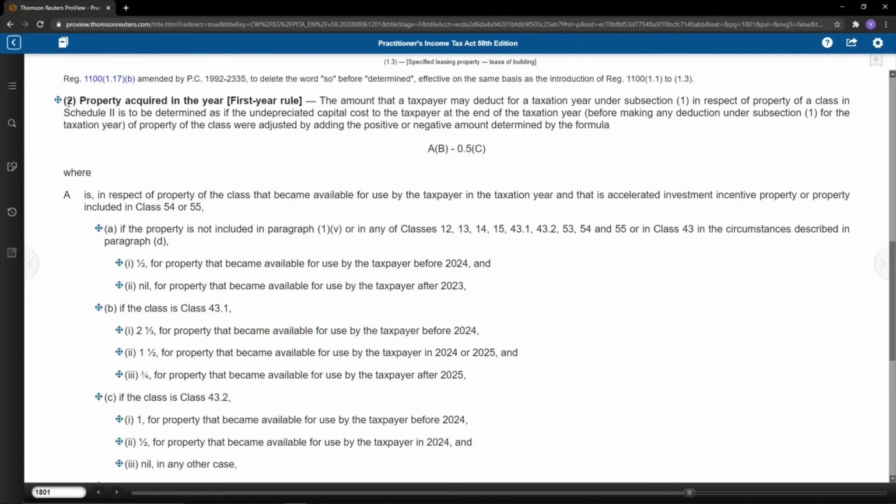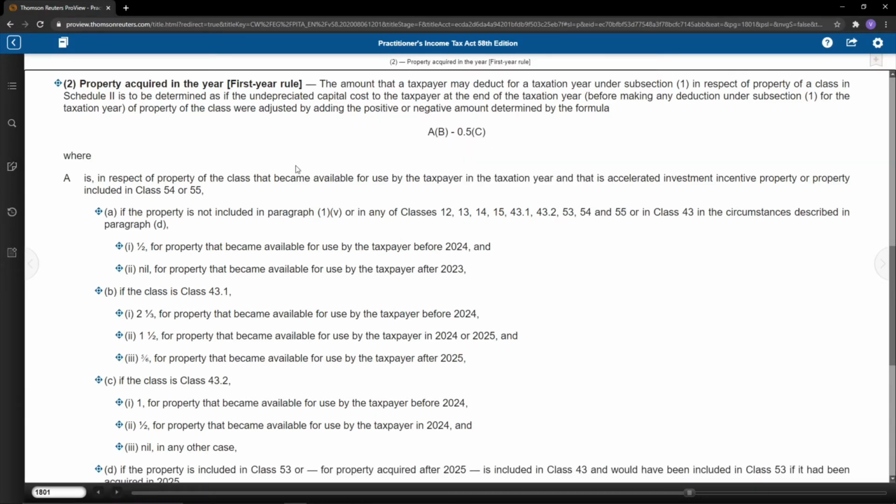Regulation 1100, subsection 2 talks about property acquired in the year. It's commonly referred to as the first year rule. And this rule basically specifies that the amount of CCA that a taxpayer can take in the first year, or in the year the asset is acquired, is going to be limited by a formula.